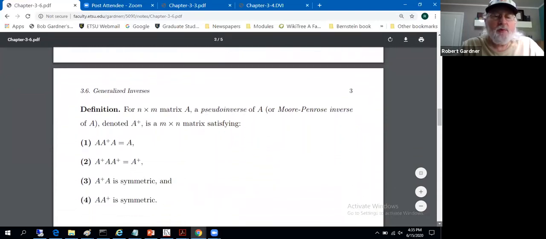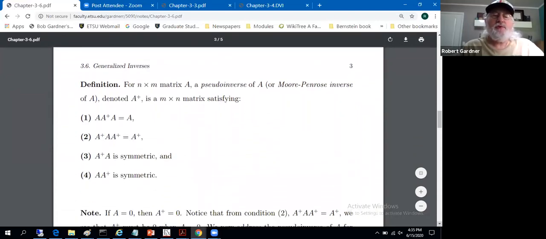Okay, so we're going to require a pseudo inverse to satisfy these four properties. When we go through the proof, we'll appeal to these four properties, so I'll keep this running in the background. The definition is: for an n by m matrix A, the pseudo inverse of A, also called a Moore-Penrose inverse of A, denoted with a superscript plus, is an m by n matrix. Right, n by m for A, m by n for the pseudo inverse.